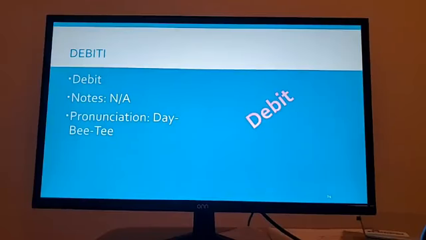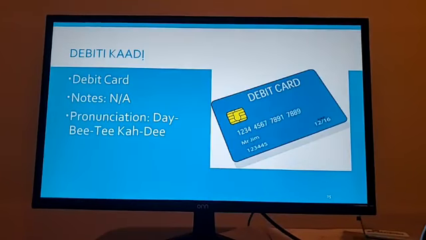All right, debit. In other words, when a bank takes away from your balance, it's a debit. So it would be debiti, debit. And again, debit card would be debiti Kah-Dee. So you're describing the type of card it is, a debit card.